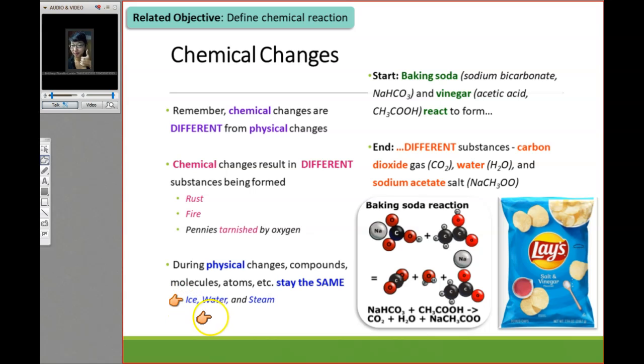For example, in the chat box, ice, water, and steam are all still chemically what? What is the chemical formula regardless of if you're ice, water, or steam? What is the chemical formula of the molecules in all of these examples? Chemical formula of ice, water, and steam. Give me the letters, give me the numbers. Water is what?